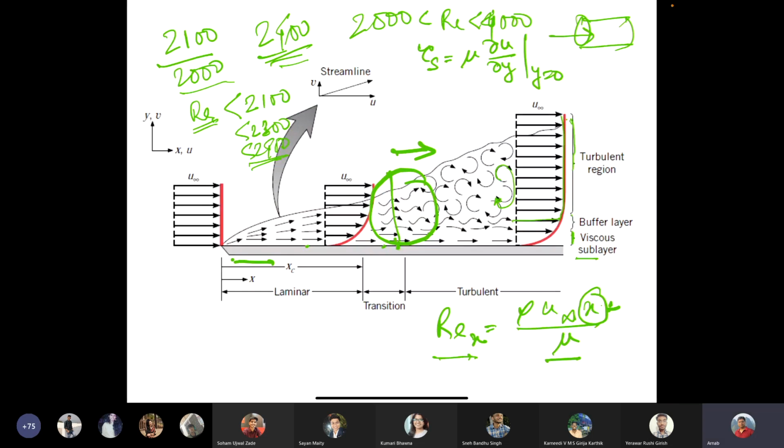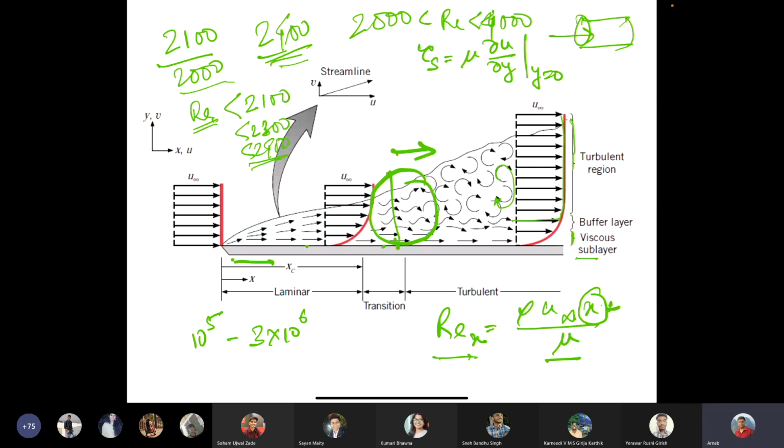But when the flow is over a flat plate, this number is approximately from 10 to the power 5 to 3 into 10 to the power 6. Beyond this, it becomes fully turbulent.